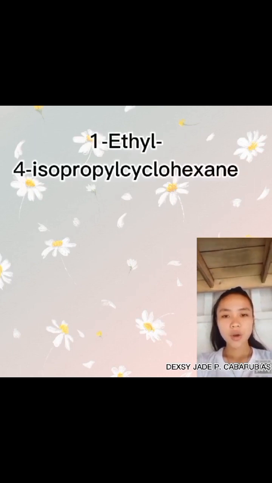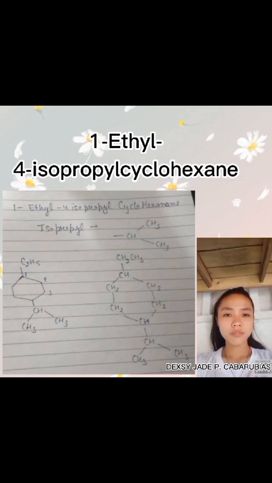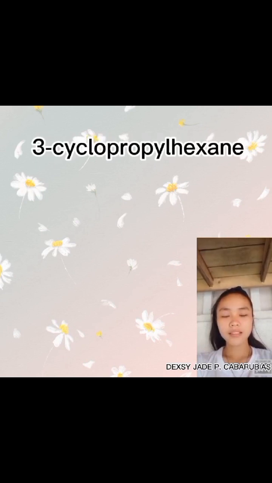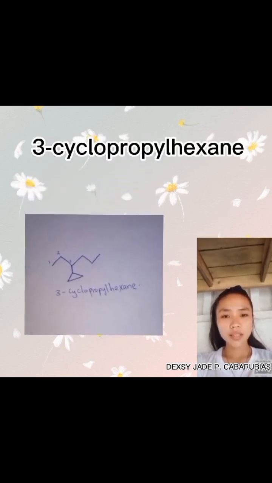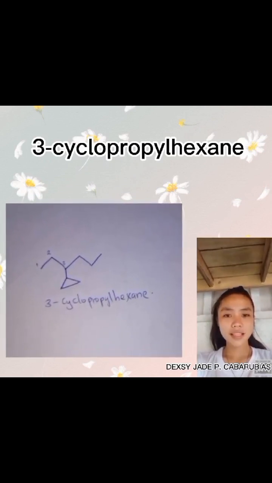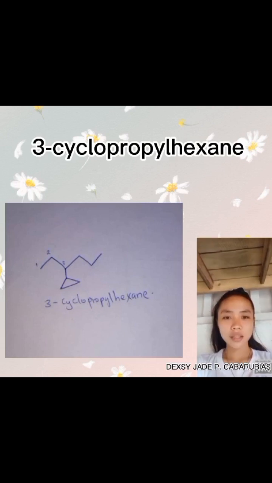Third is 1-ethyl-4-isopropylcyclohexane. It has 6 carbons, so it is called hexane, and carbon 1 has an ethyl, and carbon 4 is the isopropyl, so that it is called isopropylcyclohexane. The last is 3-cyclopropylhexane. It also has 6 carbons, so that it is hexane, and then the third carbon has the structure of a cyclopropyl, that's why it is called cyclopropylhexane.